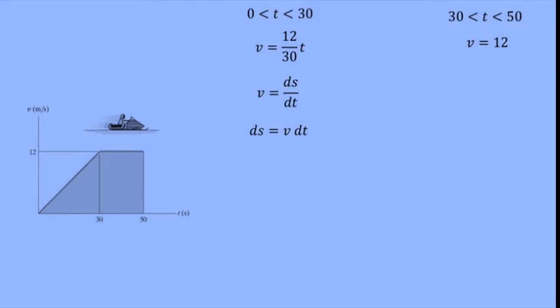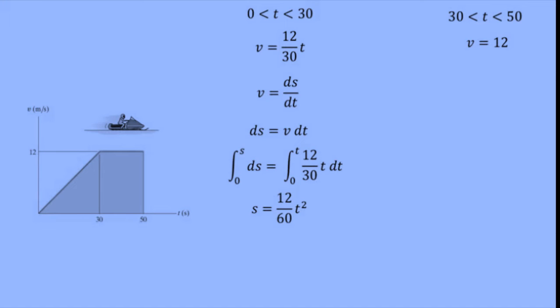Most of the time it will say the object started from rest, and your lower bounds for the integral will be 0. In this example, you can see that velocity is 0 meters per second at a time value of 0 seconds, which also means it started from a displacement of 0 meters. So take the integral of the first segment. We get 12 over 60 t squared.